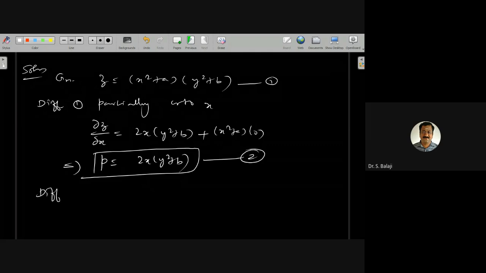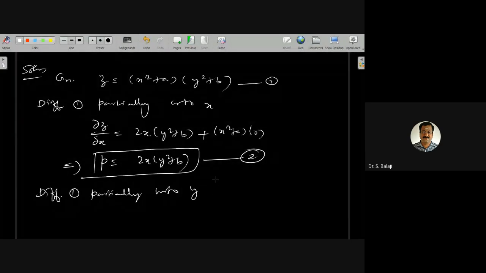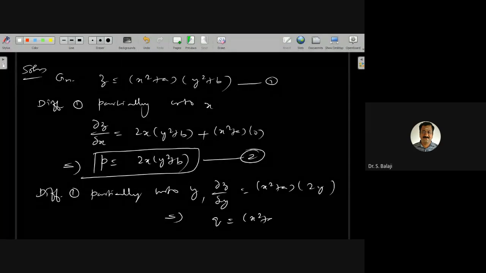Similarly, differentiate again the same thing partially with respect to y. What you can get here? Dou z by dou y equal to, partially with respect to y means this is y only, therefore we have to get x square plus a into 2y. But dou z by dou y can be notated simply by q, and here x square plus a into 2y.